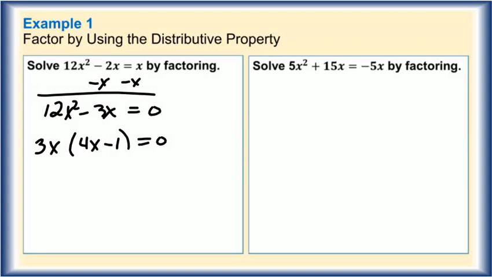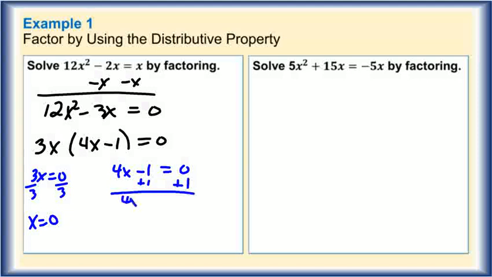Now I make each factor equal to 0, and then I just solve for x. So here I just divide by 3, and I would have x equaling 0. And over here I add 1 for 4x equaling 1, then divide by 4, x would equal 1/4. So my two solutions here would be 0 and 1/4.